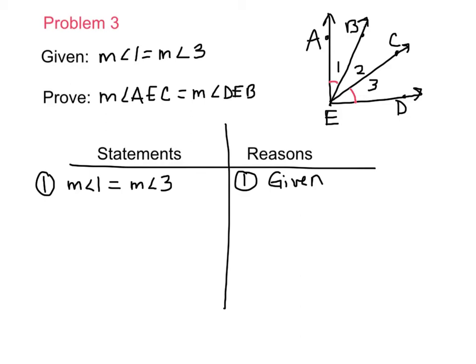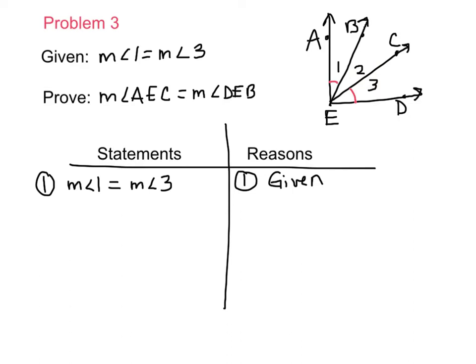You have to prove everything. And let's look at what we have to prove. We have to prove that the measure of angle AEC, that would be these two together, is going to be equal to the measure of angle DEB, which is these two. Now, I'm going to tell you right now, the hardest part of a proof is knowing where to even go and what you need to do. But you have to take it one step at a time and understand what you're doing.